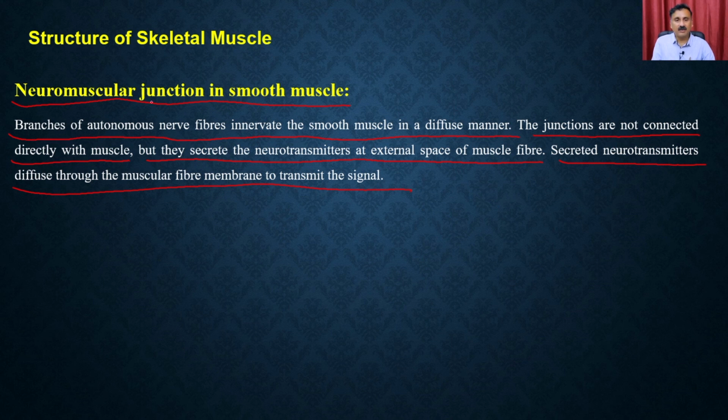So the neuromuscular junction in smooth muscles is not under voluntary control, and it is not directly connected to the smooth muscle cells either. What happens is that the neural cells secrete neurotransmitters, and that is how they signal the smooth muscles to contract or relax.